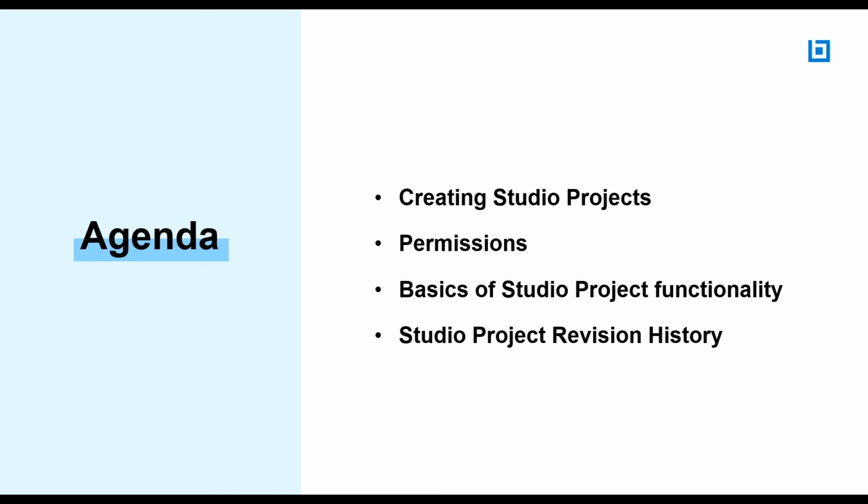And then we'll talk a little bit about just the basics of studio functionality, how I can check in and check out files. We'll talk about that here in just a second. And then lastly, we'll finish with my revision history, which is really how I can tell who's been in that document, what they've done when they were there, which is really helpful as we go through this.